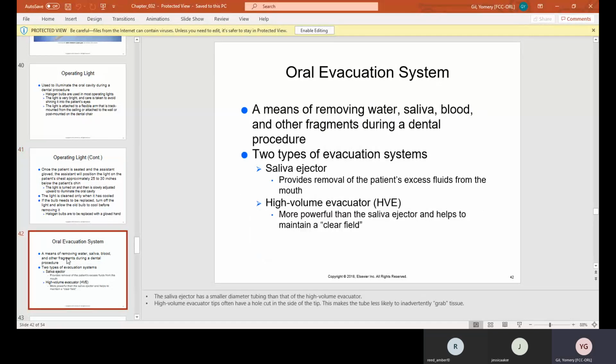The oral evacuation system, a means of removing water, saliva, blood, and other fragments during a dental procedure. Two types of evacuation systems: the saliva ejector, which provides removal of the patient's excess fluids from the mouth; high volume evacuators, HVE, more powerful than the saliva ejector and helps to maintain a clear field.